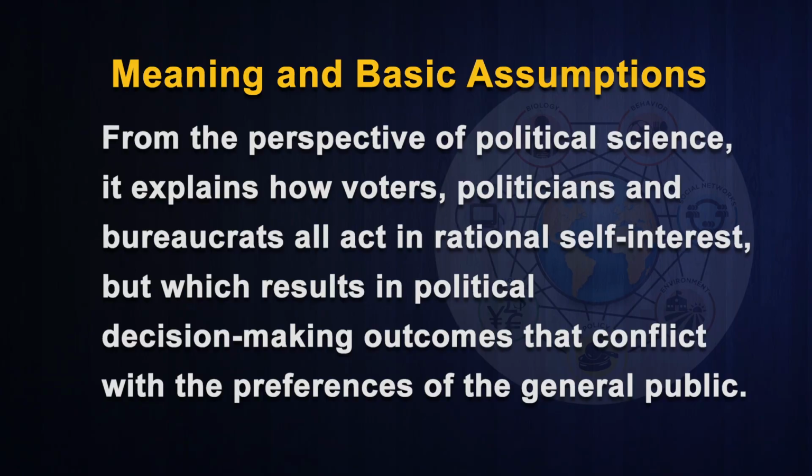Public choice theory uses modern economic tools to study problems that are generally in the realm of political science. From the perspective of political science, it explains how voters, politicians and bureaucrats all act in rational self-interest, but which results in political decision making outcomes that conflict with the preference of the general public.